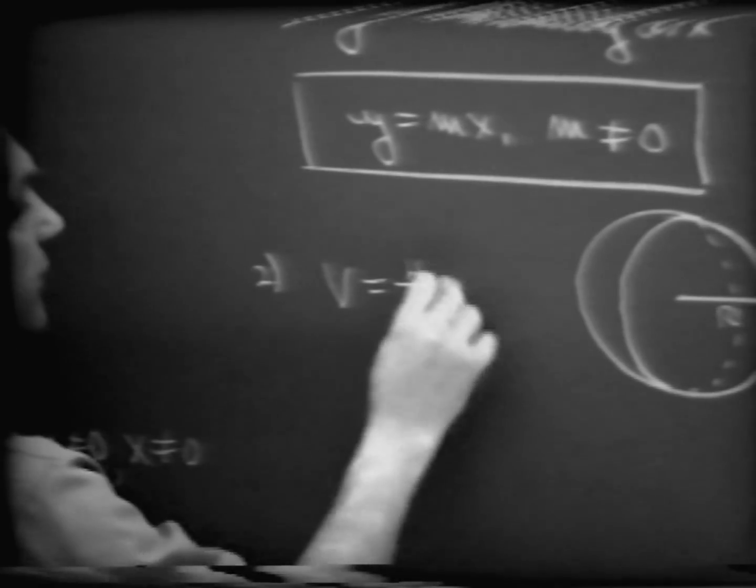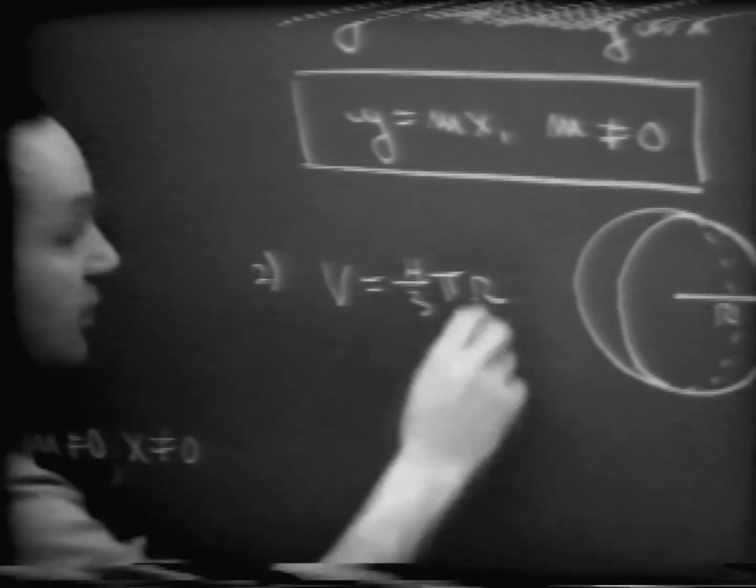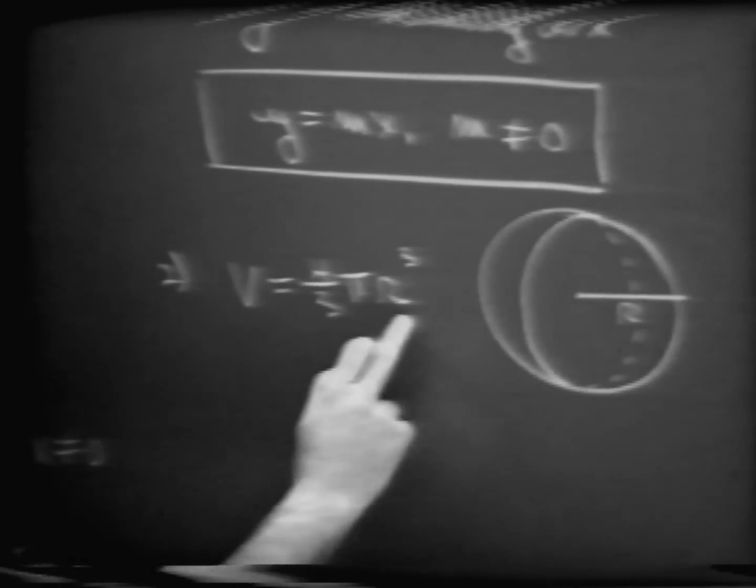4/3 pi r squared. Steve? Well, I think if you think in terms of the volume, it's going to be a number of 4/3 pi r cubed. Okay. 4/3 pi r cubed. All right?